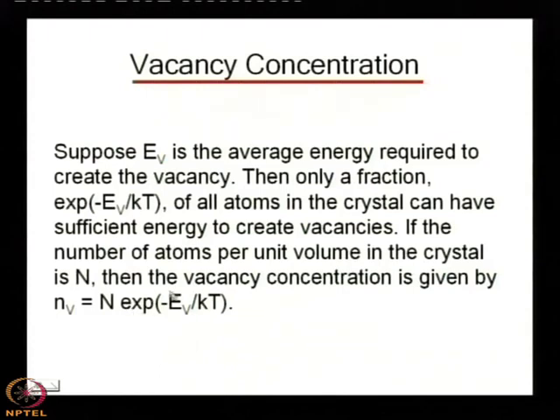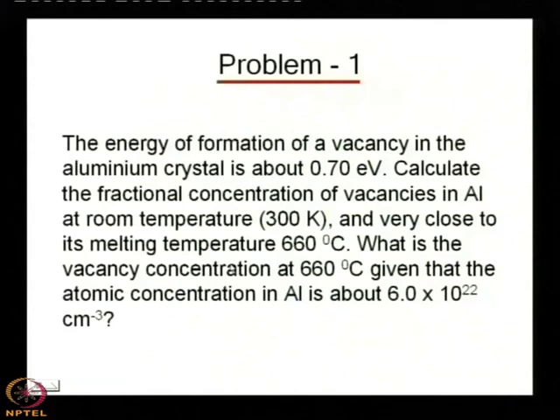Now, exponential minus E V by k T is the Boltzmann factor. So, if E V is the average energy required to create the vacancy, then the total number of vacancies will be given by capital N exponential minus E V by k T, if N is the number of atoms per unit volume in the crystal. So, using this expression, vacancy concentration equals capital N exponential minus E V by k T, we can determine the concentration of vacancy in a crystal. So, let us try this problem.